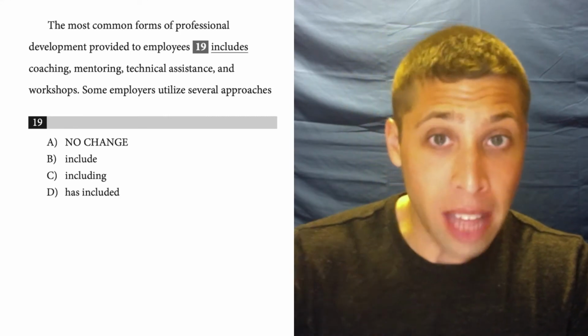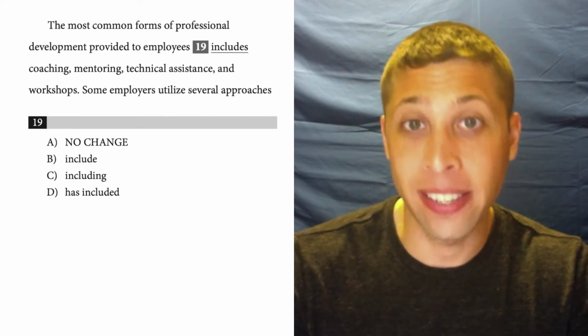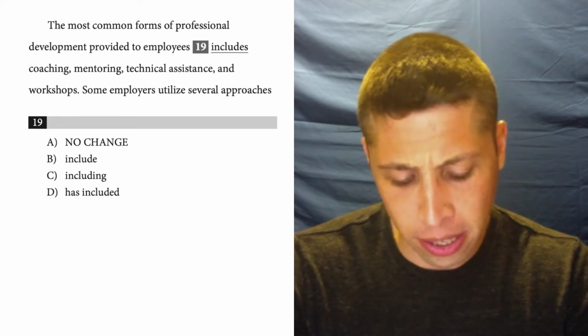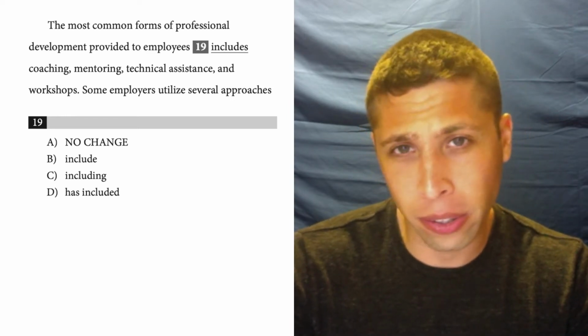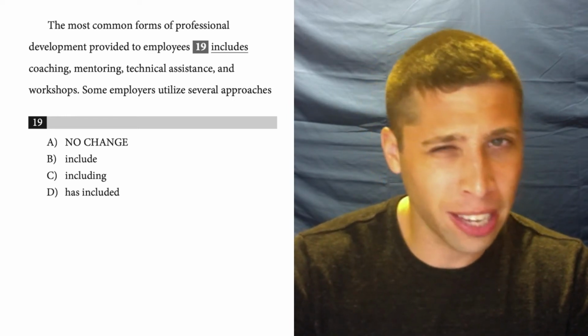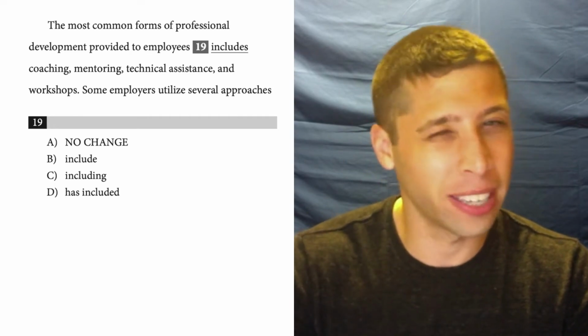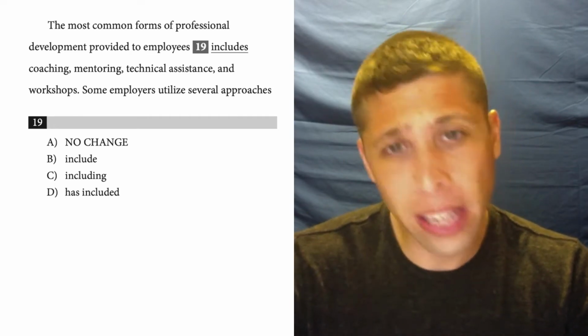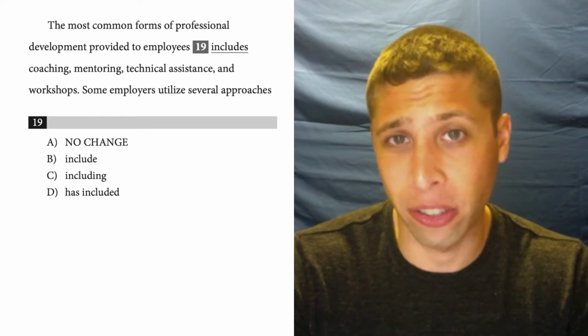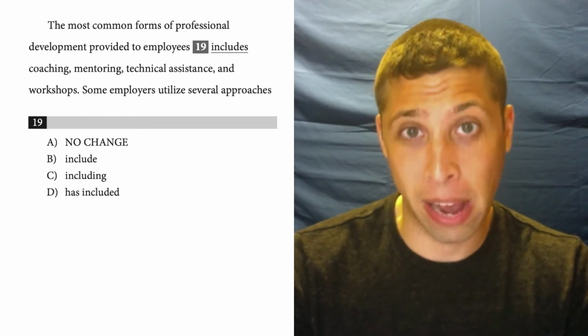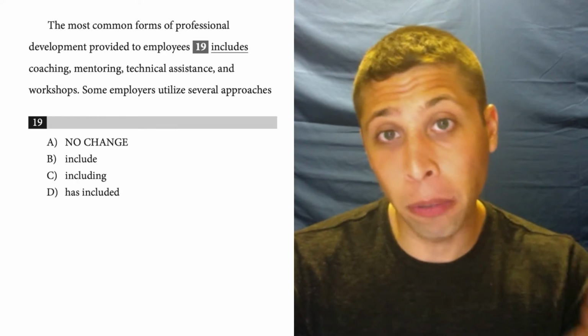So it looks like we have to make some decisions about the tense of these verbs, right? Do we need includes, include, that's present tense. Including is kind of a weird tense. Has included, I guess that's the past tense. So it feels like we need to make those kinds of decisions. That is not what this question is about. It is instead about verb agreement.